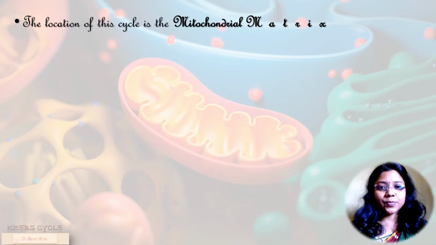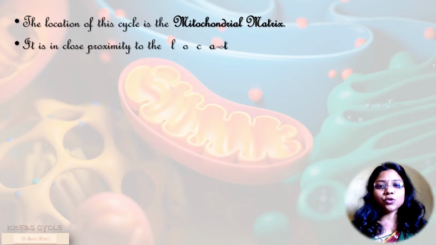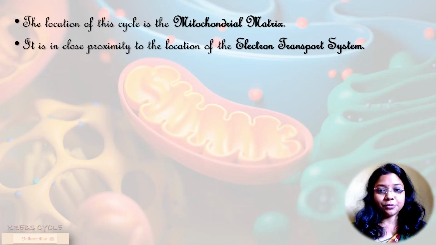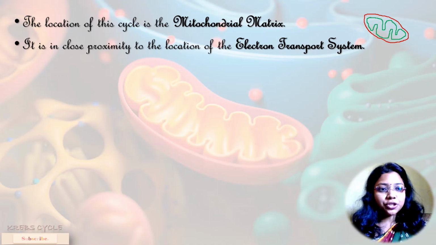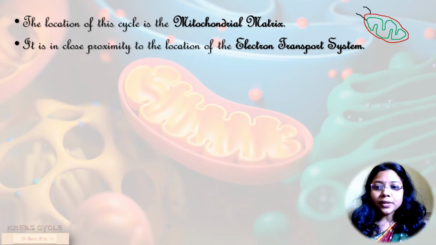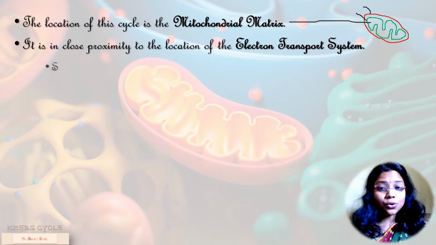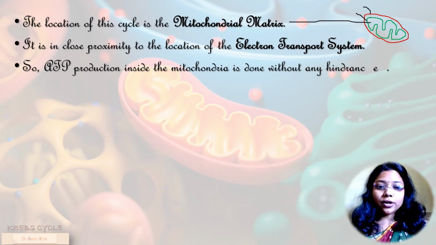The citric acid cycle takes place in the mitochondrial matrix, which is in close proximity to the location of the electron transport system. This is the longitudinal section of mitochondria. The outer one is the outer membrane. The inner, folded part is the inner membrane. Inside the inner mitochondrial membrane lies the mitochondrial matrix. The electron transport system takes place inside the inner membrane of the mitochondria, and the mitochondrial matrix carries out the Krebs cycle or TCA cycle. So, ATP production inside the mitochondria takes place without any hindrance.